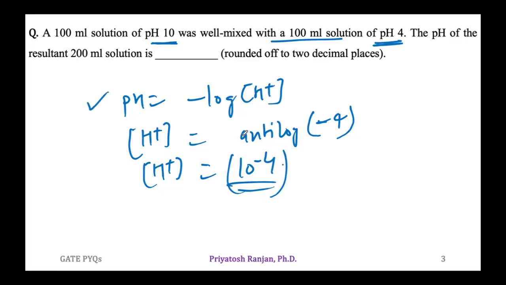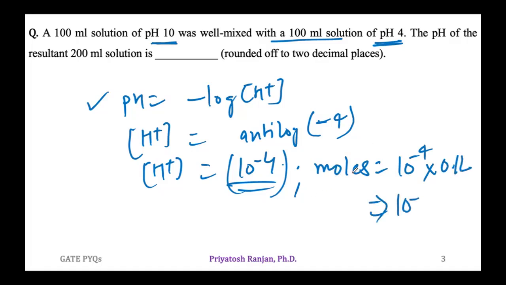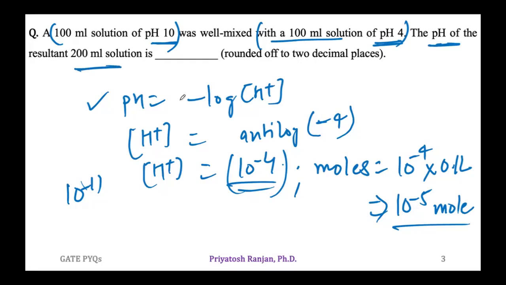So the concentration is given, the volume is given. So the moles is going to be 10 raised to power minus 4 and the volume of the solution is 0.1 liter, and this is going to be 10 raised to power minus 5 moles. So what we need to understand is that this particular solution, which was carrying 10 raised to power minus 11 mole, was added to this solution, which was initially carrying 10 raised to power minus 5 moles of hydrogen ion. And what we need to calculate is the pH of the resultant 200 ml solution.